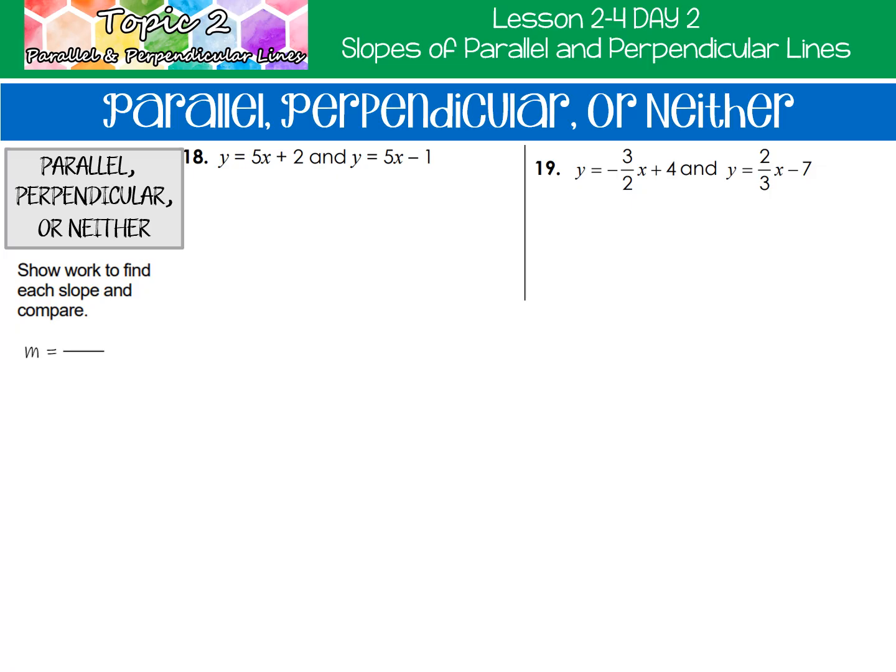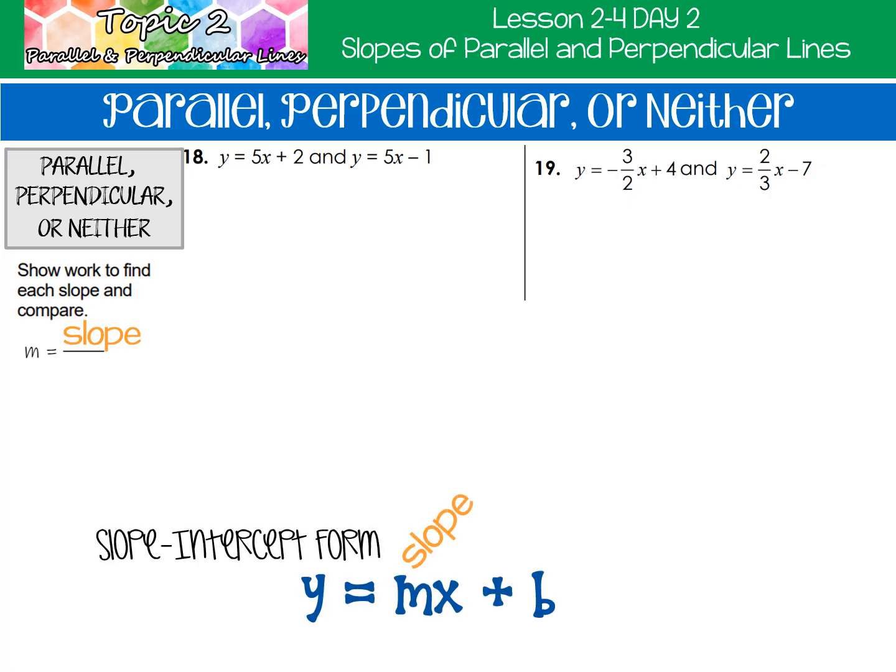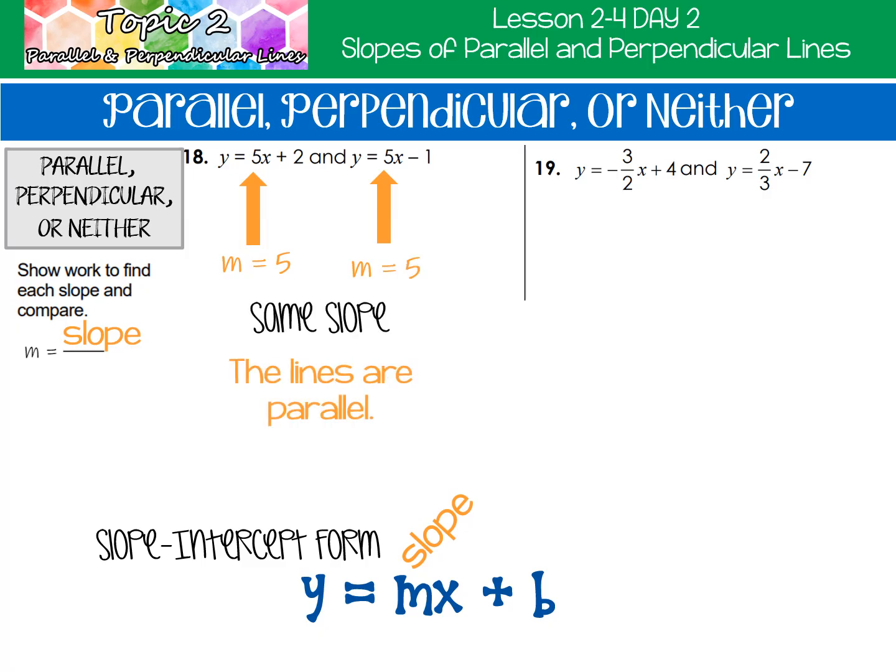Parallel, perpendicular, or neither. We're given two equations. In 18, it's nice because they're in slope-intercept form. Remember, m is our slope. Their slope-intercept form, y equals mx plus b. So the slope on that first line, y equals 5x plus 2, is 5. In the next one, y equals 5x minus 1 is also 5. If they have the same slope, the lines are parallel.